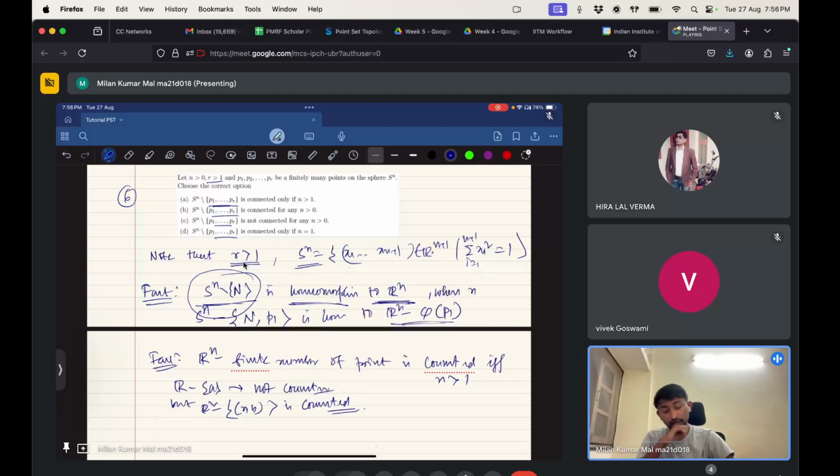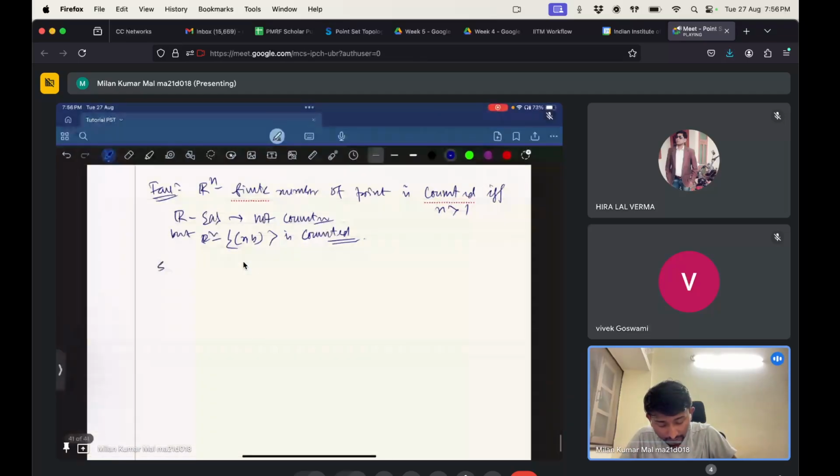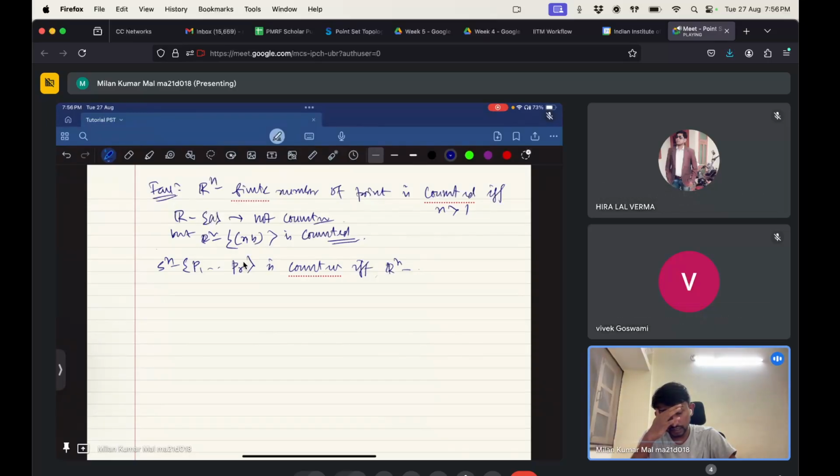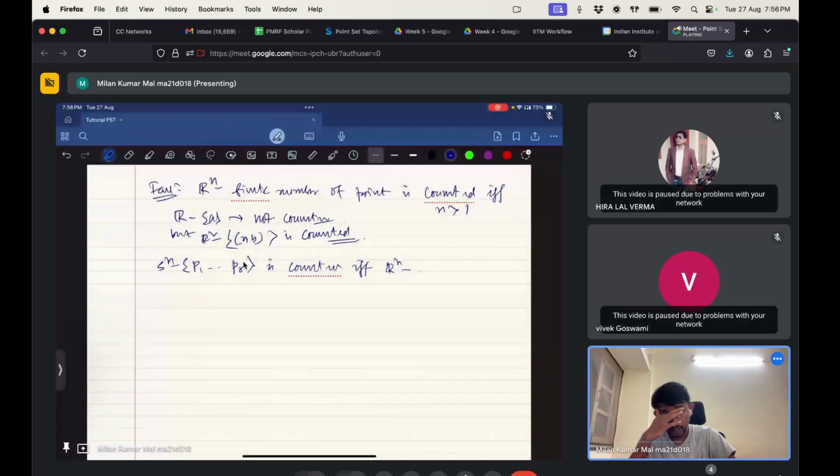Right. So from S^n, subtracting r points is similar to subtracting r minus 1 points from R to the power n. So that means S^n minus P1 through Pr is connected if and only if R^n minus r minus 1 points is connected. This set, R^n minus r minus 1 points, is connected. This is the point.